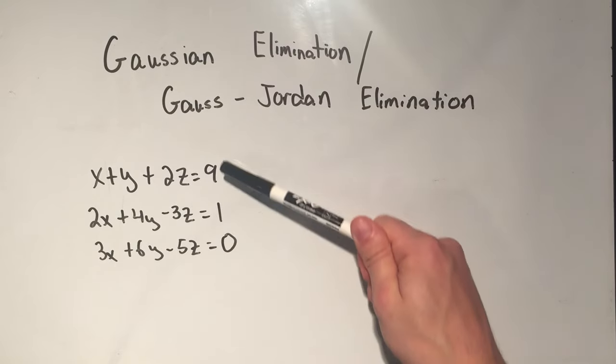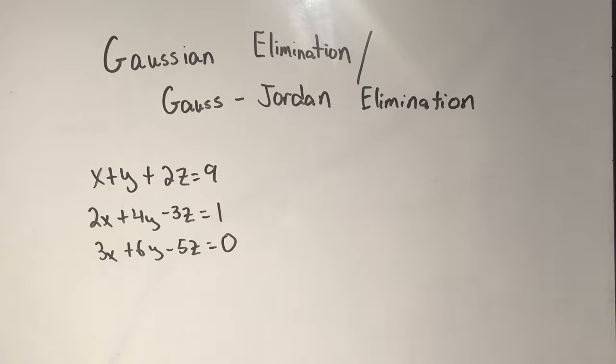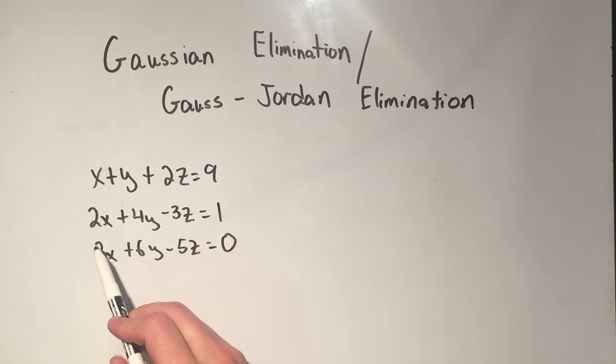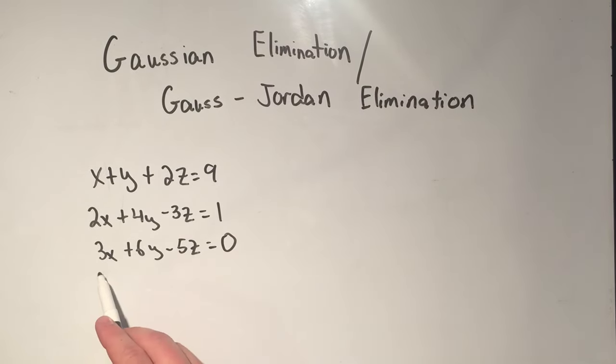So here I have an example. I've got three equations. I've got x plus y plus 2z equals 9, 2x plus 4y minus 3z equals 1, and 3x plus 6y minus 5z is 0.